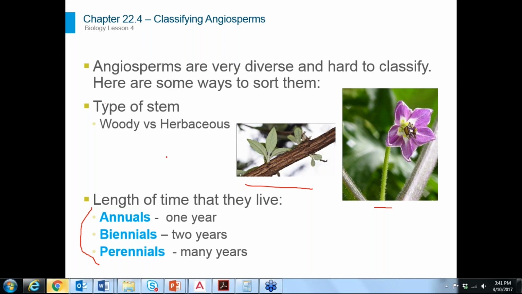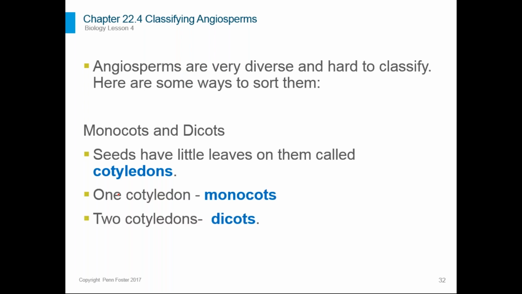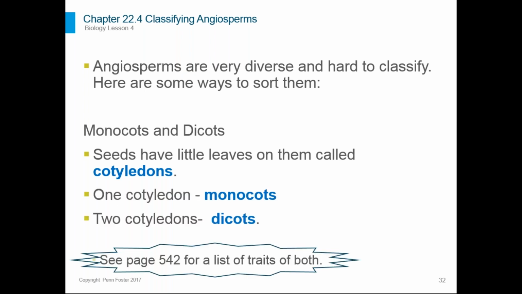Okay, so that's two ways to sort angiosperms. You could do it by type of stem, or you could do it by the amount of time that they live, or you could use this third way, which is kind of weird, by the number of leaves on their seeds. So seeds have little leaves on them called cotyledons, and plants with one cotyledon are called monocots, and plants with two are called dicots. So you definitely want to look at page 542 for a list of all the traits of both.